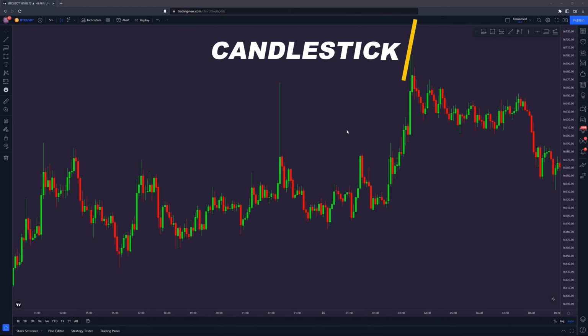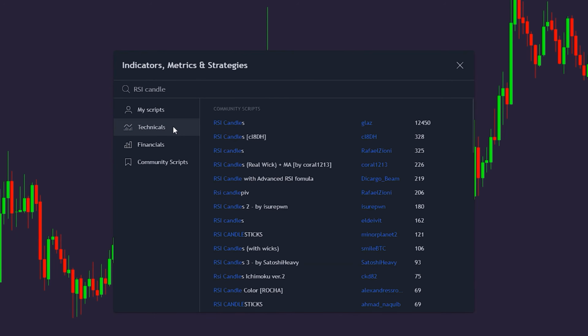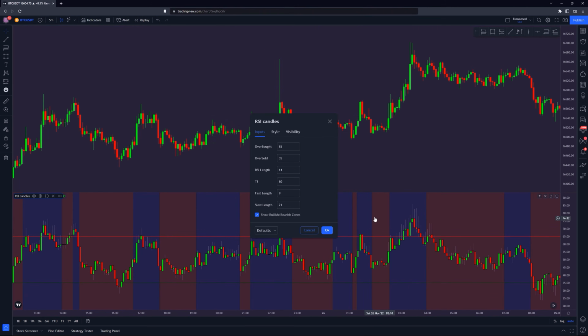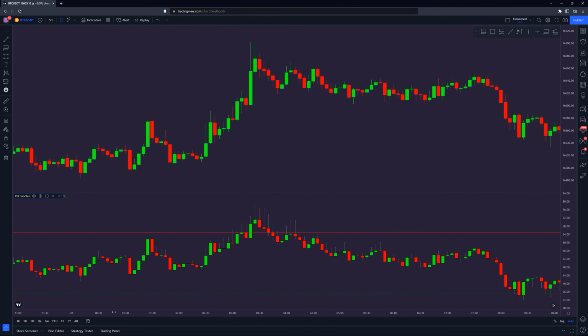Next RSI indicator is Candlestick RSI. Go to the indicator menu and search RSI candle. Then select this indicator and apply it to the chart. You can change the RSI length here. I hide the bullish and bearish zone. This is one of my favorite indicators.